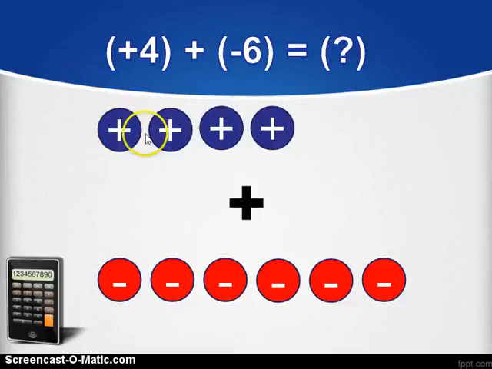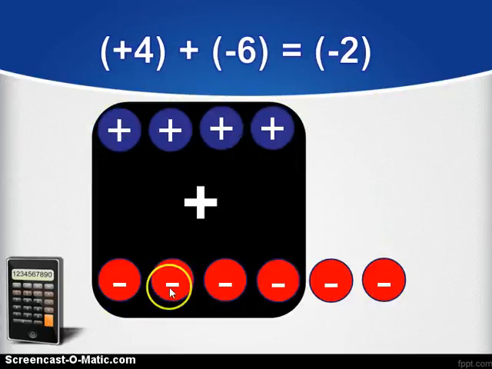Next, if we have 4 positives added to 6 negatives, then again, we have to pair the positives to the negatives. So we have 4 positives and 4 negatives, that will be equal to 0. And the remaining colored counters will be 2 negatives. So the answer is negative 2.